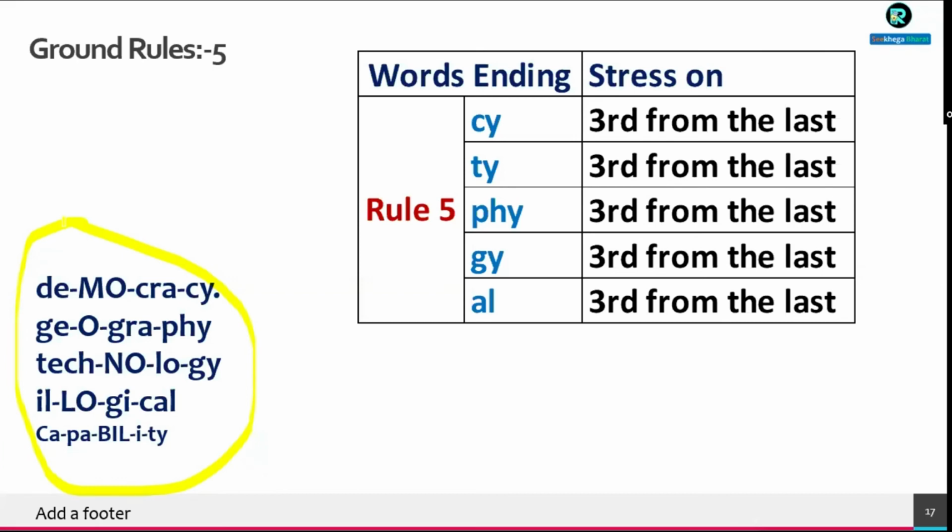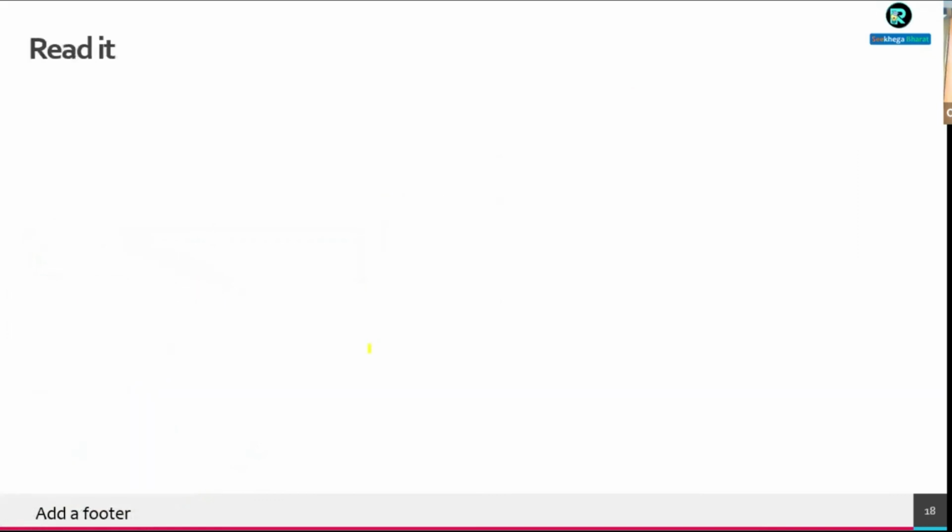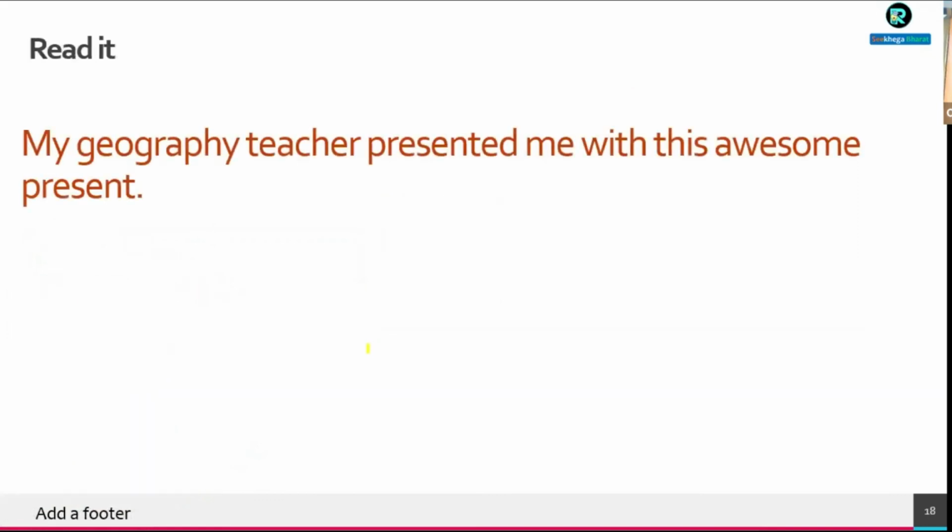Technology. Capability, capability. All right. Okay, wonderful, great. Now you have to read it. Come on. Now you know the rules. Read it considering the rules which you learned here.